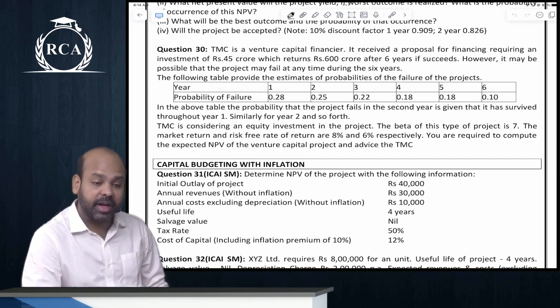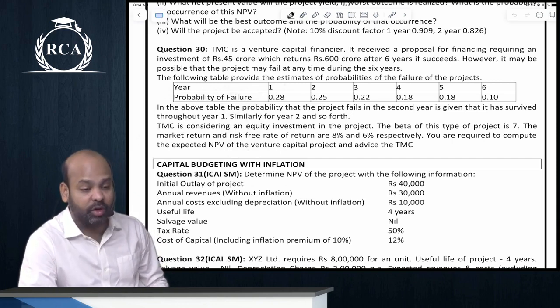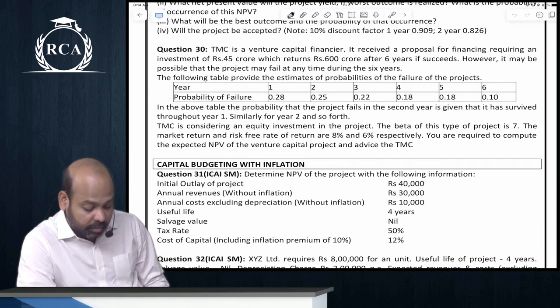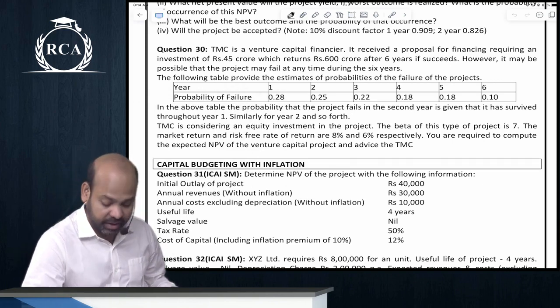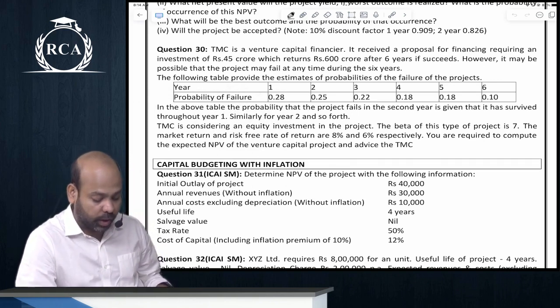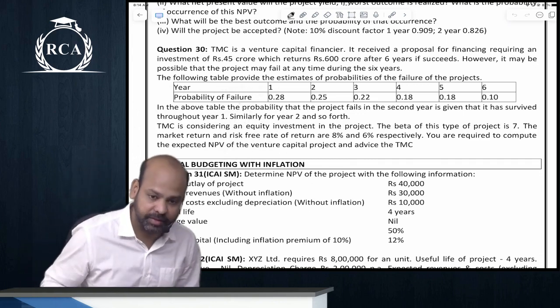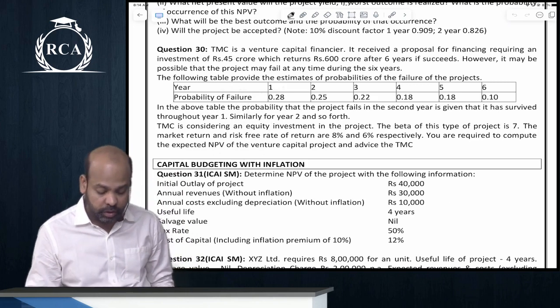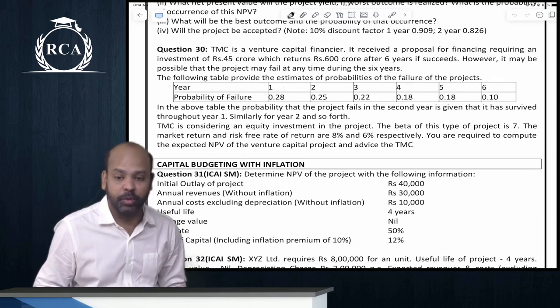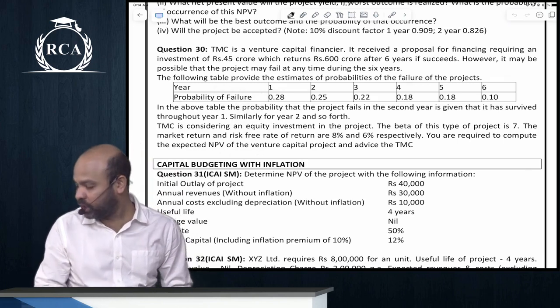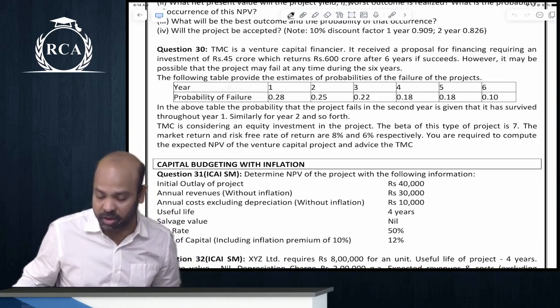TMC is considering an equity investment in the project. Beta is 0.7. The market return and risk-free rate are 8% and 6% respectively. You are required to compute the expected NPV of the venture capital project and advise TMC. Expected NPV to be computed based on probabilities. Nice question, guys. Can you please think about it?